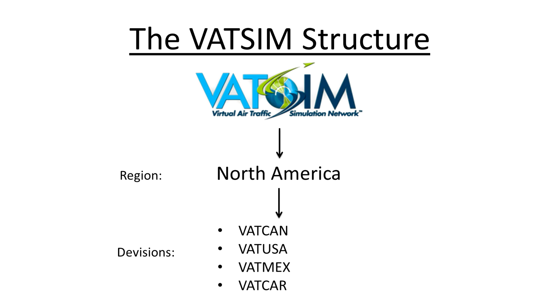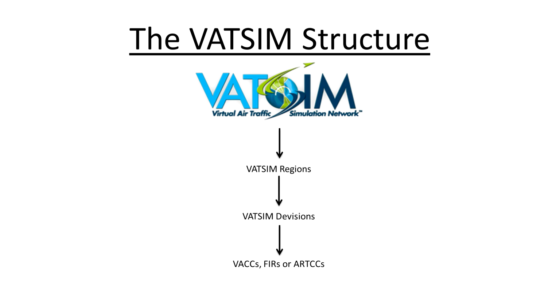So let's take a look at another example, North America. It has 4 different divisions, as you can see: VAT Canada, VAT USA, VAT Mexico and VAT Caribbean. Now those are all divided in ARTCC, which stands for Air Route Traffic Control Centers. And those are again those local networks and communities that take care and are responsible for the ATC service in that area. So that's basically the main setup of the VATSIM network.